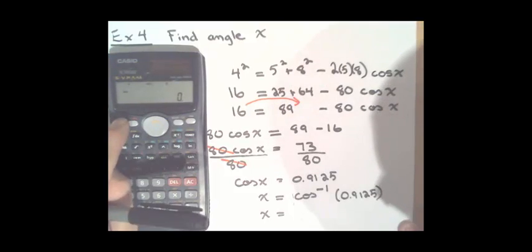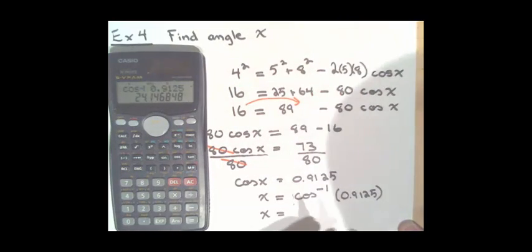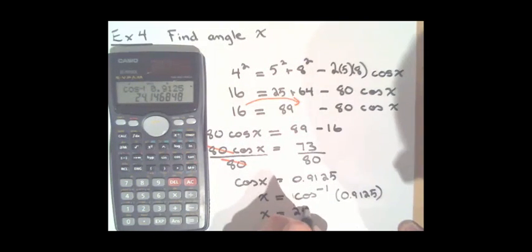All right, so I already had the answer. Where did I clear it? All right, so anyhow, shift cos 0.9125, 24 degrees.